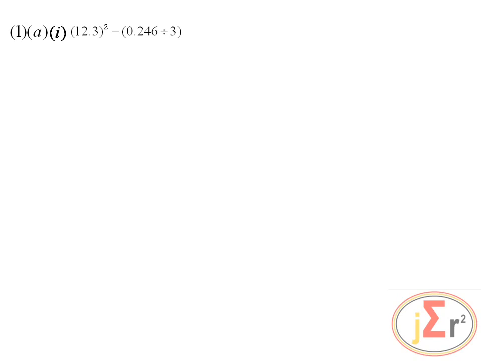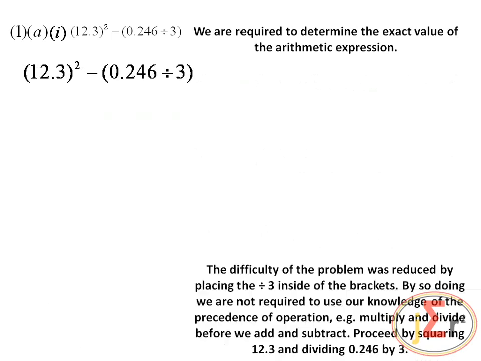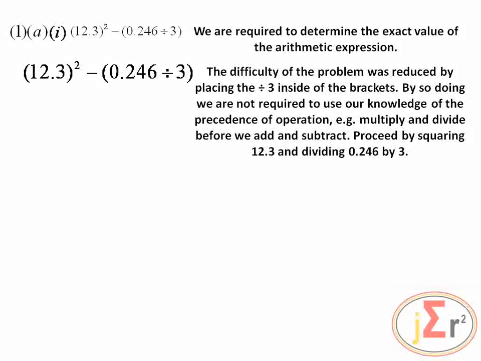The first problem requires that we use our knowledge of arithmetic operations. We are required to determine the exact value of the arithmetic expression that we have right there. The difficulty of the problem was reduced by placing the divide by 3 inside of the brackets. By so doing, we are not required to use our knowledge of the precedence of operation. Example, multiply and divide before we add and subtract.